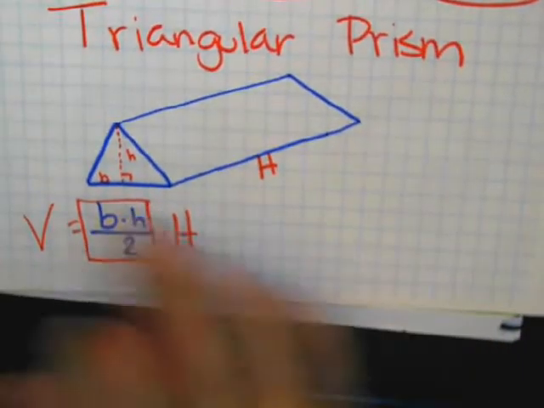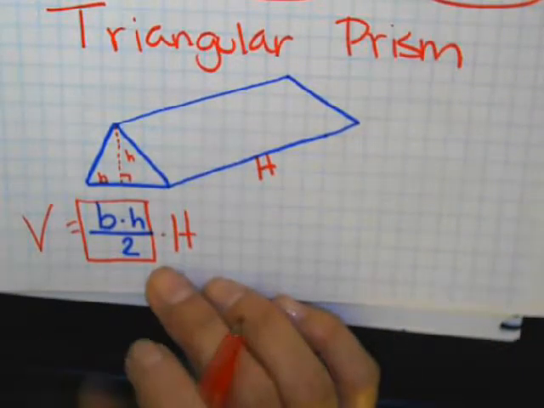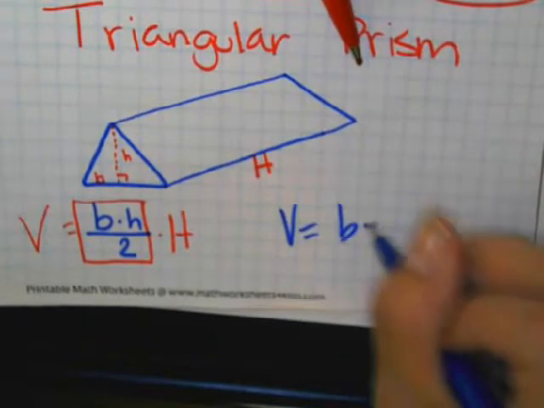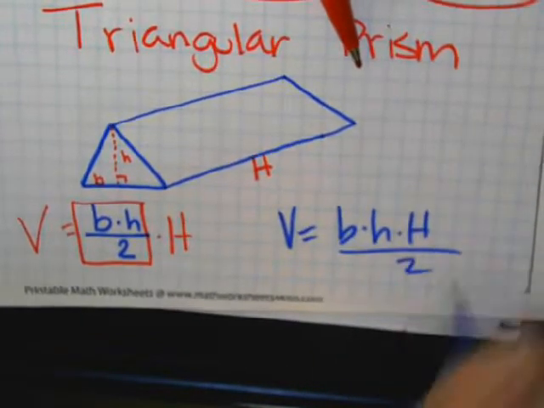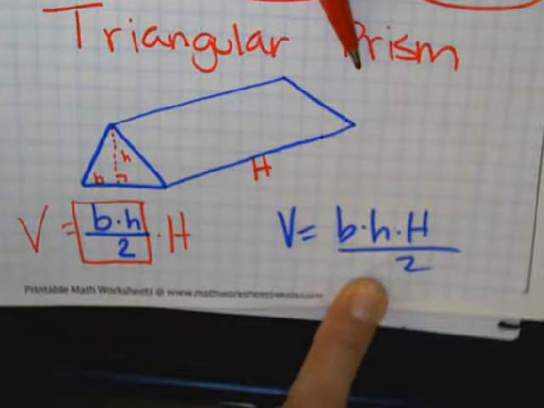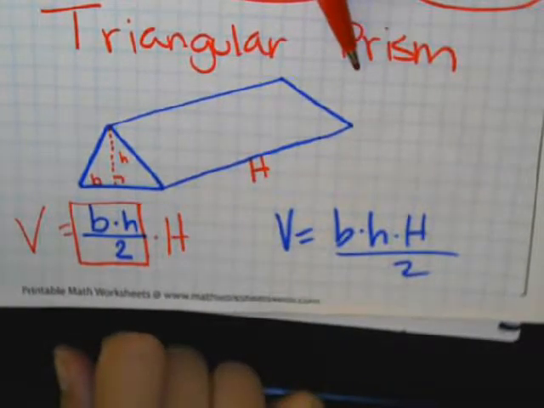Alright? Now, this is how some worksheets write it, but I actually like to write it this way. Volume equals base times height, all divided by 2. Like, it just looks easier if you do it this way. It looks less intimidating. This is the exact same thing.